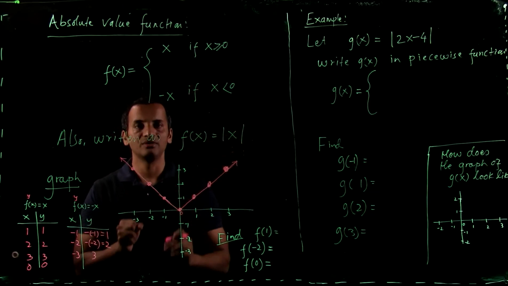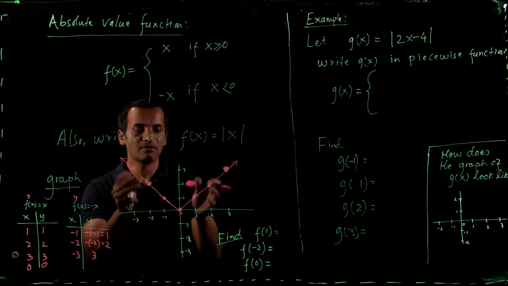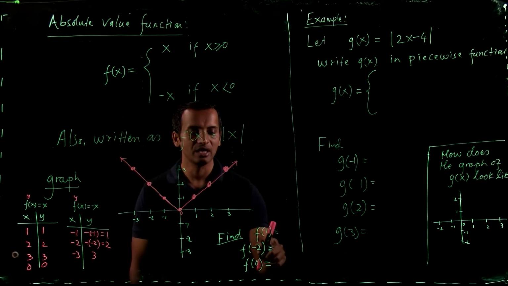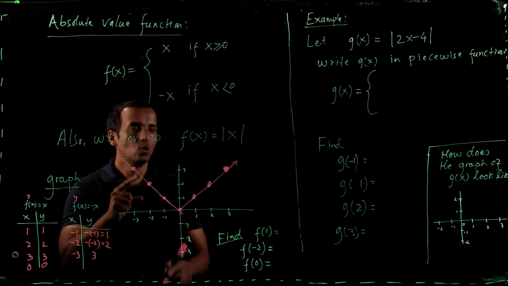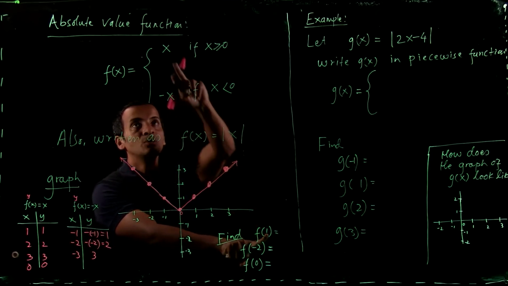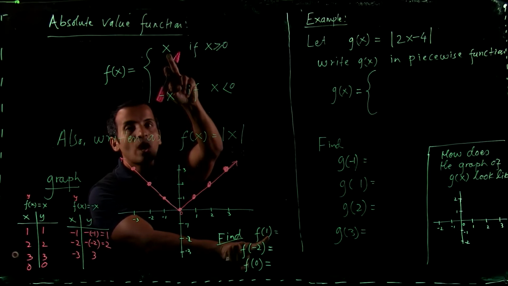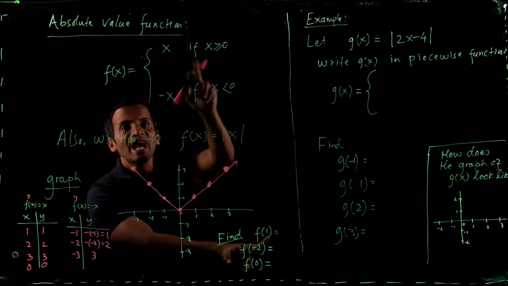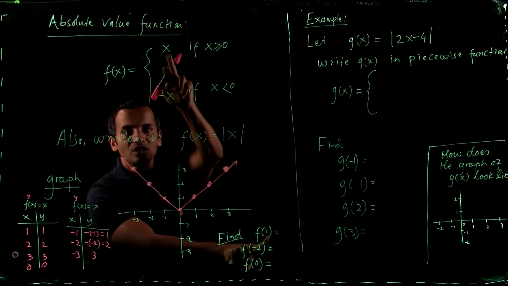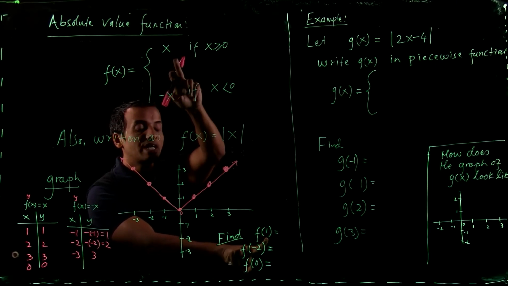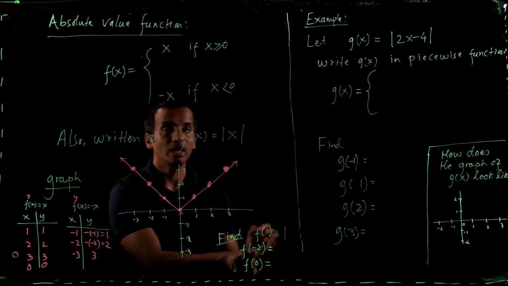Now this is the graph of the absolute value function. Now we want to find f at 1. What do you think f at 1 would be? When x equals 1, should you look at the first function or the second function? It is the first function, right? Because for all x positive, you pick this function. So 1 is positive, right? So you pick that function. Now you plug in x equals 1, you will get 1.